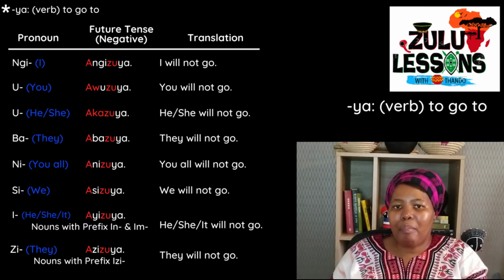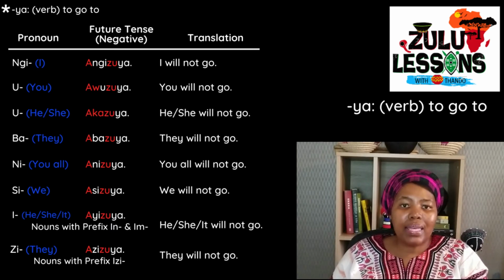Abazuya, they are not going to go, or they will not go. Anizuya, you all are not going to go, or you all will not go. Asizuya, we will not go.